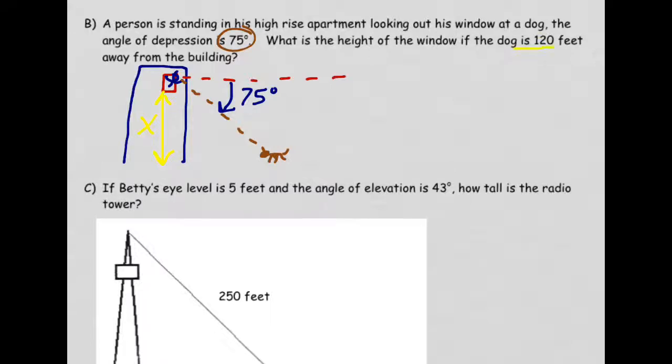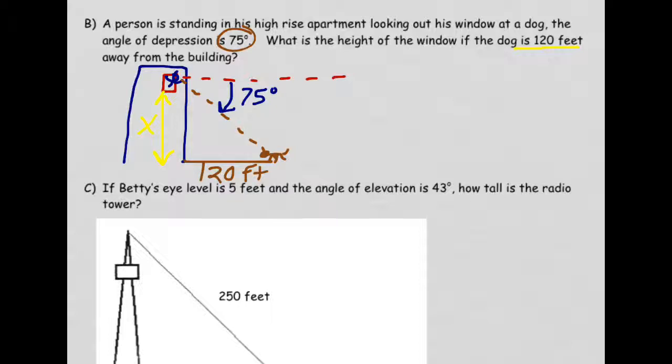If the dog is 120 feet away from the building, say the dog is 120 feet. All right, so we have three things. We have what we're asked to find, we have the angle of depression, and we have a given side. But remember, we still need to know what this angle is. We've got the angle of depression, but we don't have this angle.